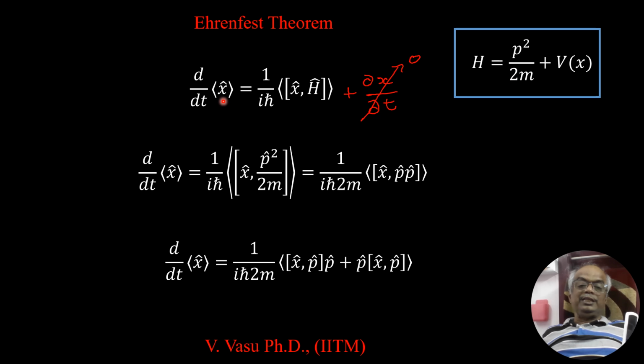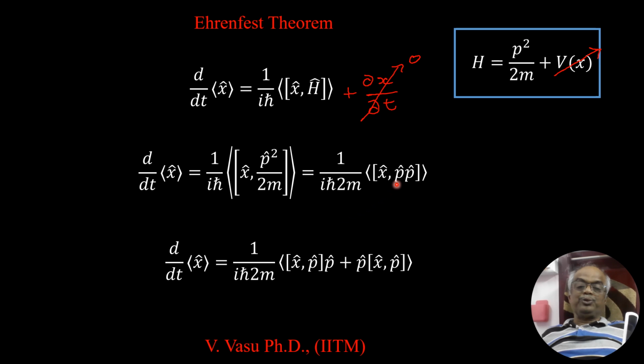You know x will commute with the potential, that is, the potential depends only on x. So the only non-commuting term is p squared over 2m. So this can be rewritten as 1 over i h cross times the expectation value of the commutator of x with p squared over 2m. Since 1 over 2m is a constant, we are taking that out. That is 1 over i h cross 2m. This x, p squared, I am writing as p into p.